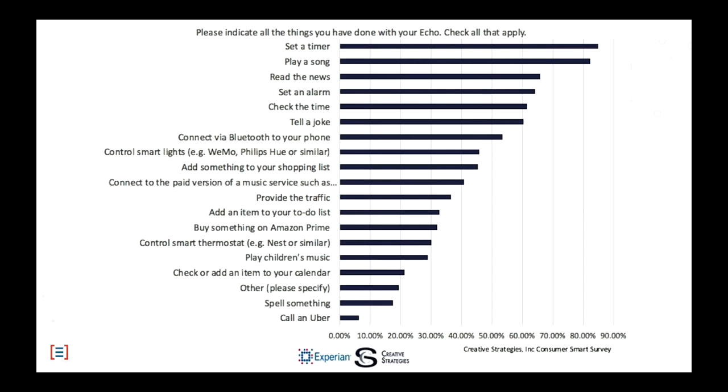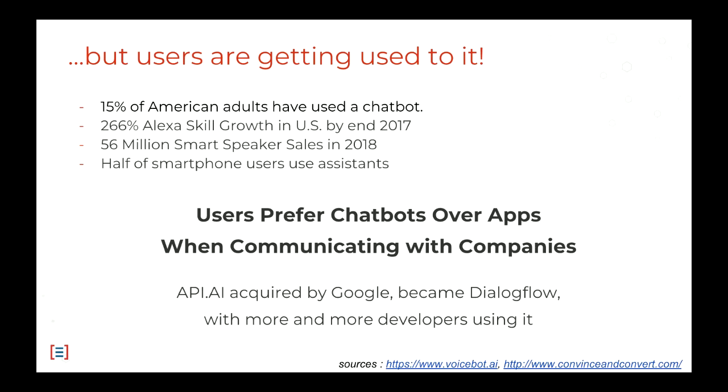So it's something that is going to grow more and more, because actually 15% of American adults have already used a chatbot or conversational interface, and half of smartphone users use assistants, but it's almost always Siri and just some of the usual stuff. What is interesting is that users prefer to talk to chatbots over apps when it's about communication. If they want to communicate with your company or give feedback about something, they prefer chatbots over an application. They are not going to search around in your app for where they can find the thing they want.